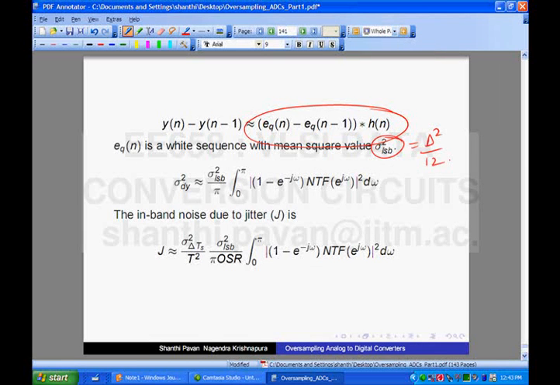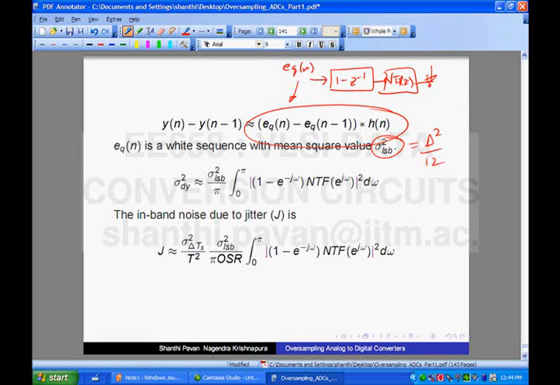So once you know this, what can you say about this? This is like taking a white sequence, EQ of n, passing it through a discrete time filter 1 minus Z inverse, and then passing it through the NTF of Z. And I am trying to find the mean square value here.